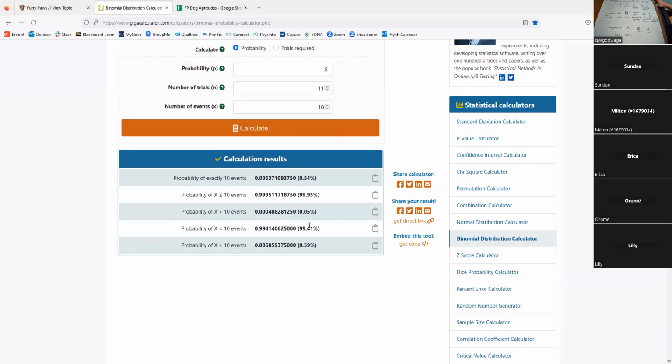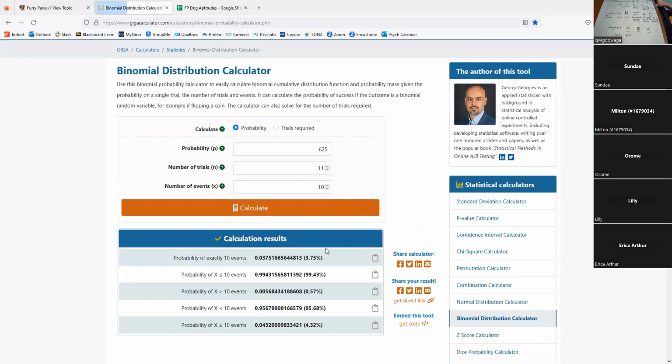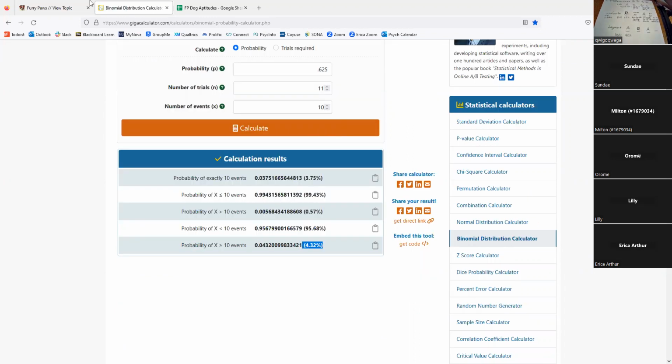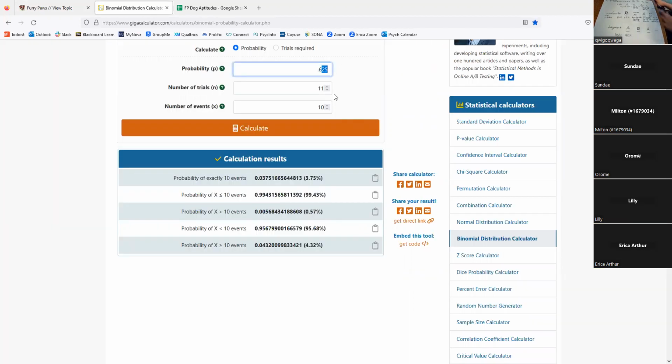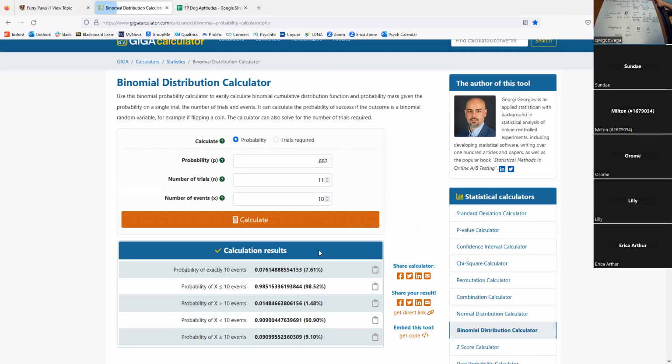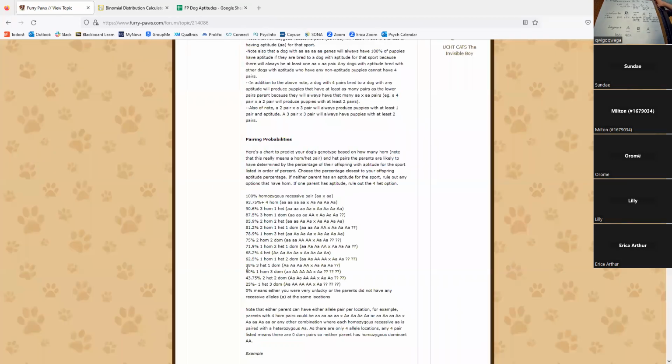All right, so the chances of getting 10 out of 11, if it was supposed to be 50%, are extremely unlikely. Let's try a higher percent. Now we're getting closer. Let's see what's right above this, 68.2. So there's a 9% chance of getting 90% when it was supposed to be 68.2% if you got 10 out of 11. So basically, it's from here up.